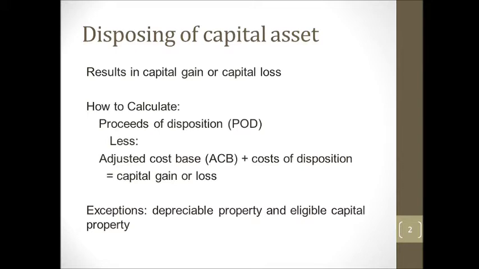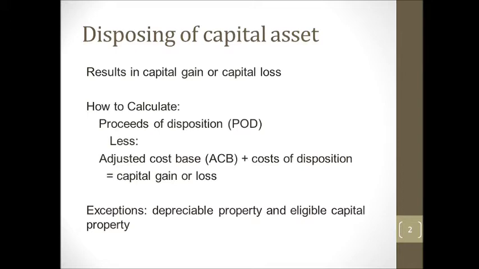Now the proceeds of disposition may include other amounts in addition to the sales price of the property that is being sold. For example, the related proceeds from, let's say, an insurance policy on a damaged property that was sold would also be included in the proceeds of disposition amount. As well, the adjusted cost base of the property includes the original cost of the property, but there may be other amounts in the adjusted cost base as well. For example, if the taxpayer received any government grants or assistance towards the purchase of the asset, those amounts would also reduce the ACB of the property being sold.